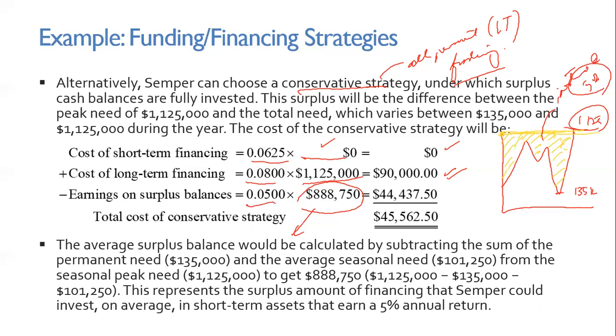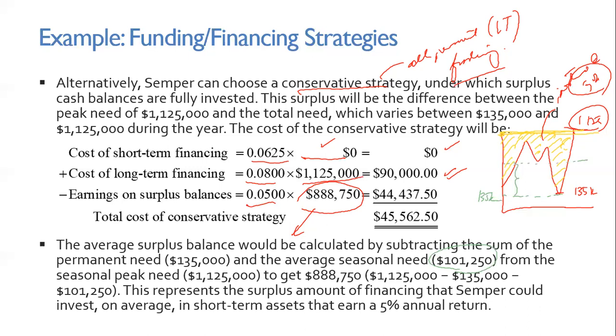And that will turn out to be 888,750. So this represents the surplus amount of financing that Semper could invest on the average in short-term assets that earn a 5% return. So yung 135,000, that is the minimum. Okay. Right? Yung 101,250, okay, that's the average of the seasonal needs.